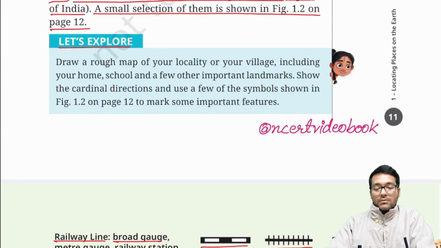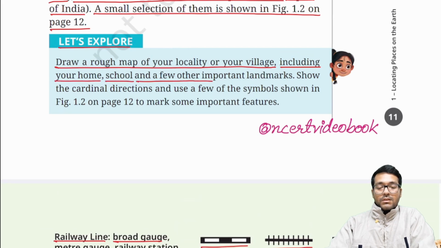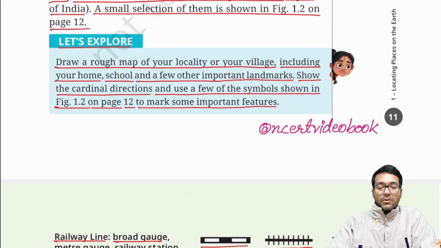Let's explore. Draw a rough map of your locality or your village, including your home, school, and a few other important landmarks. Mark the cardinal directions and use a few of the symbols shown in figure 1.2 on page 12 to mark some important features.